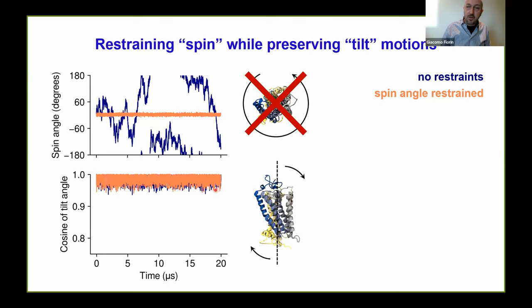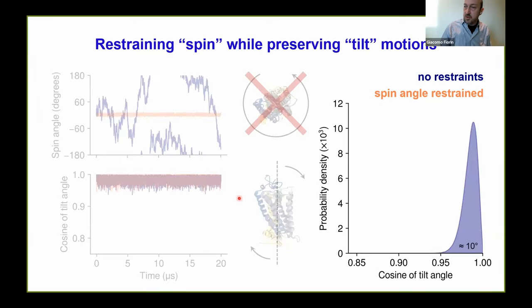And from the first look, it seems that the fluctuations of the tilt angle have not been perturbed. We should, of course, verify that this is true, not just from the time series, but also from the histogram. This is the histogram of the cosine of the tilt angle from a simulation without any restraints applied. And the peak of the distribution corresponds to approximately 10 degrees tilt rotation compared to the initial structure. So already we know that the initial structure that was given by the empirical method PPM was decent, but it was not perfectly describing the protein membrane environment that the explicit simulation gives us.